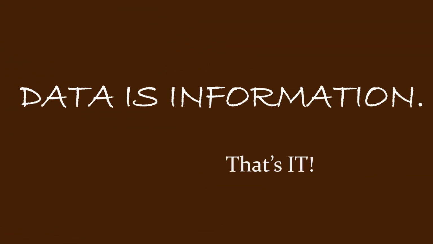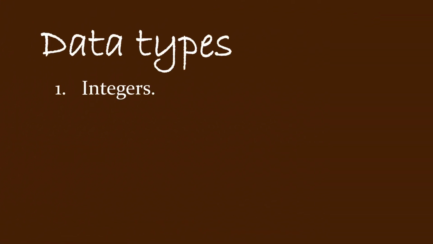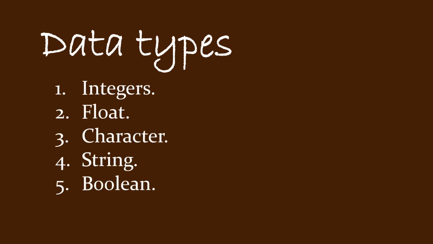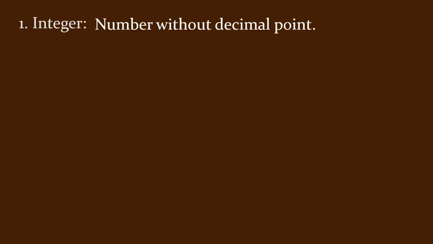Having understood what data is, let's understand what are the types of data or data types, which was also our first basic term. There are five data types in all: integers, float, character, string, and boolean. Now I'll discuss each data type in detail. So the first one is integer. An integer is any real number without a decimal point. For example, -2, 5, 333 and -81.